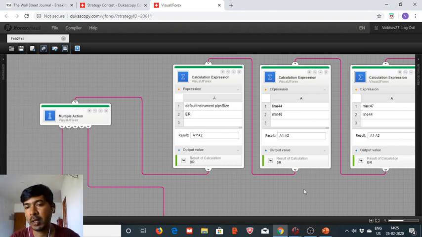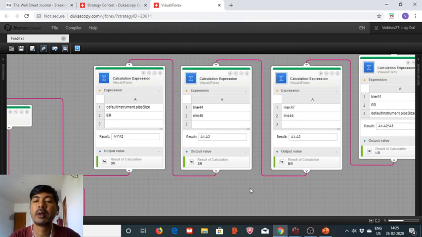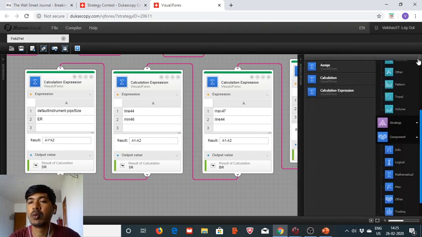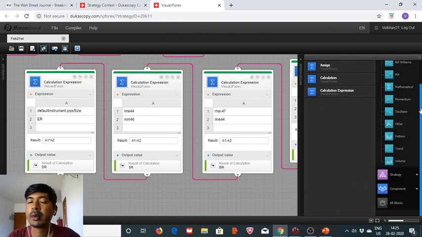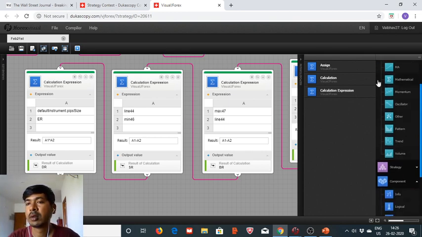And now what we will need is that when the buy trade is going to happen, then the BR should be greater than ER, and when the sell trade is going to happen, the SR should be greater than DR. So in that way we will be able to do our trading. So let's bring in further if blocks. If blocks will be there in logical.